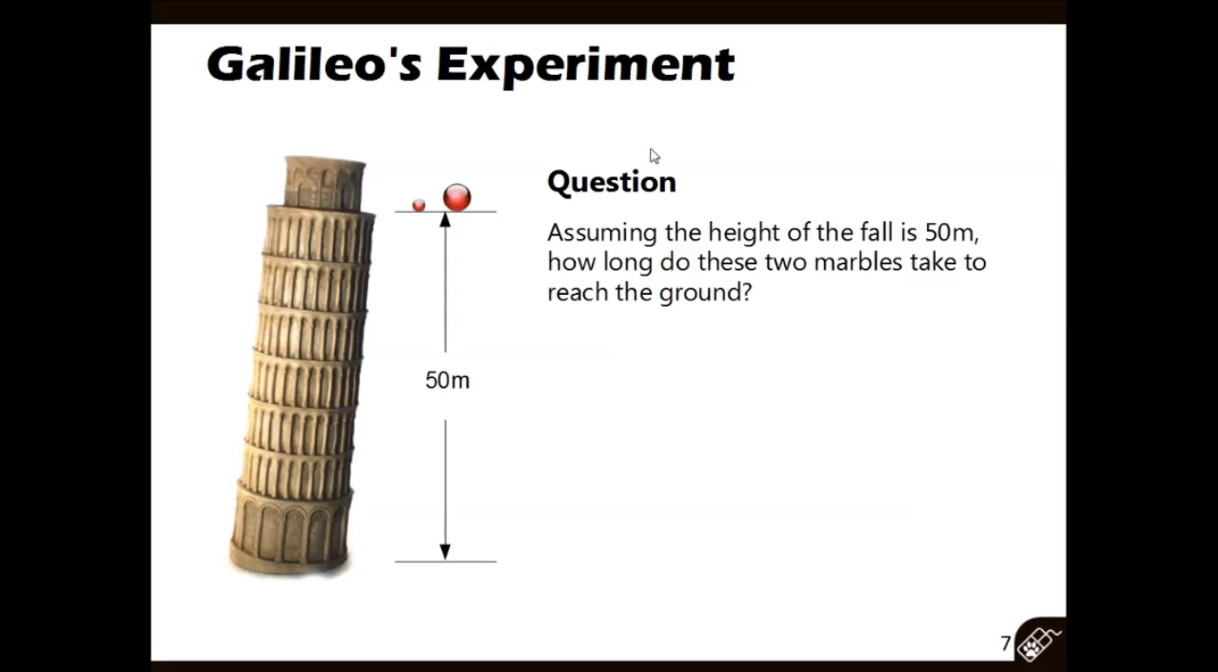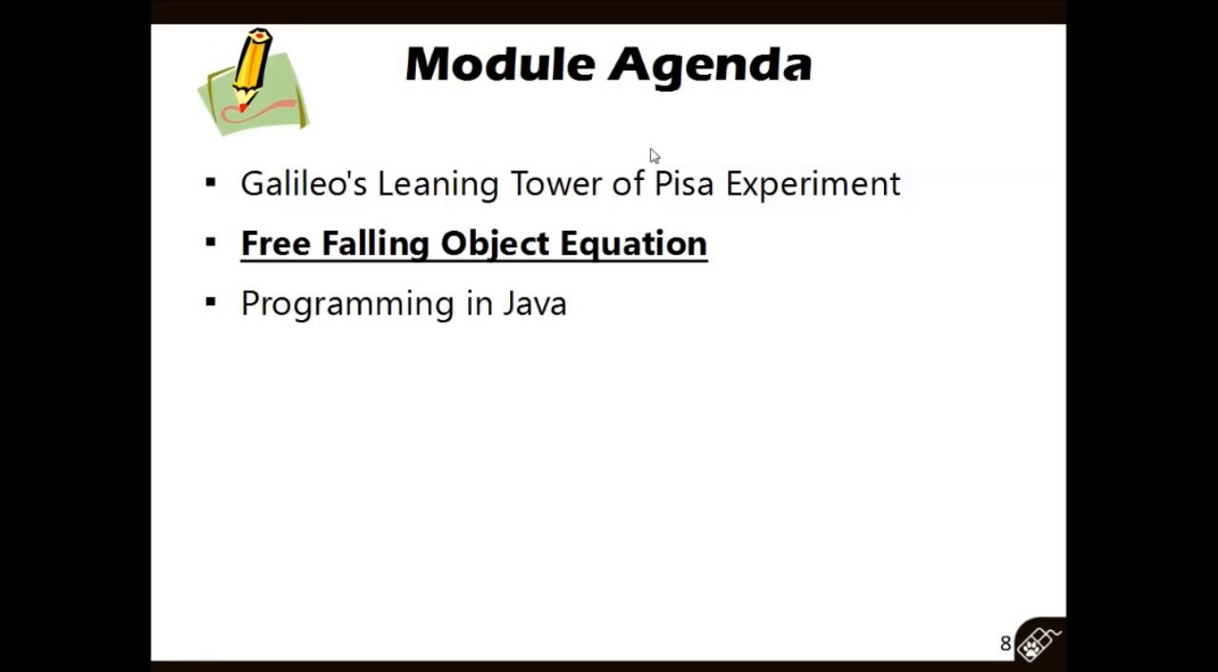So what's the question today? The question is, assuming the height of the fall is 50 meters, how long would these two marbles take to reach the ground? That's our question, and that's going to be our main theme going forward. We're going to do a lot of understanding of the math part of it, and once we have the understanding, we're going to program it in a Java program. And here is our equation of a free-falling object: h equals g times t squared over 2. We're going to get into more detail on the next slide.